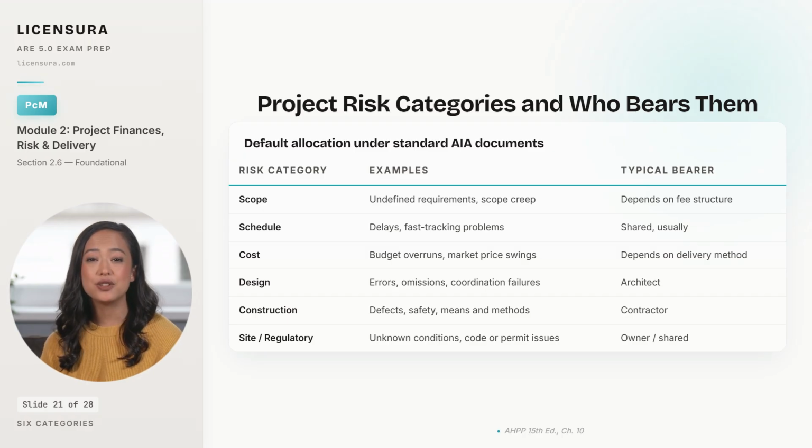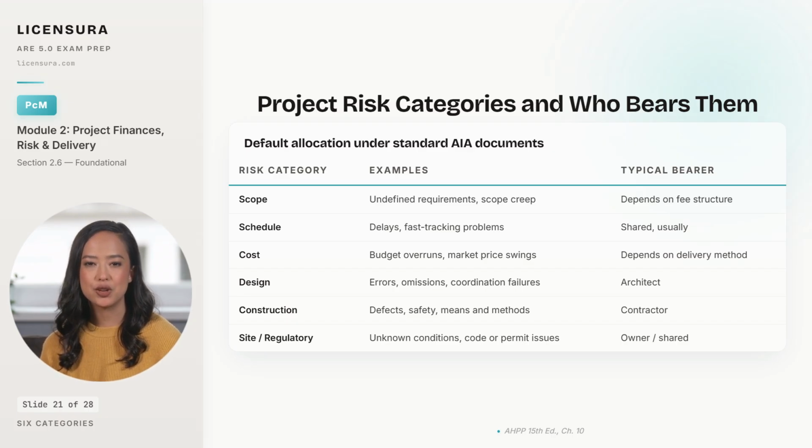Cost risk shifts with delivery method. Design bid build leaves the owner exposed to bid day surprises, while design build or guaranteed maximum price contracts pull cost risk onto the entity holding the GMP. Design risk is yours. That's what professional liability insurance exists for, and it is non-delegable. Construction risk belongs to the contractor, which is why you observe rather than supervise, and why means and methods stay on their side of the wall.